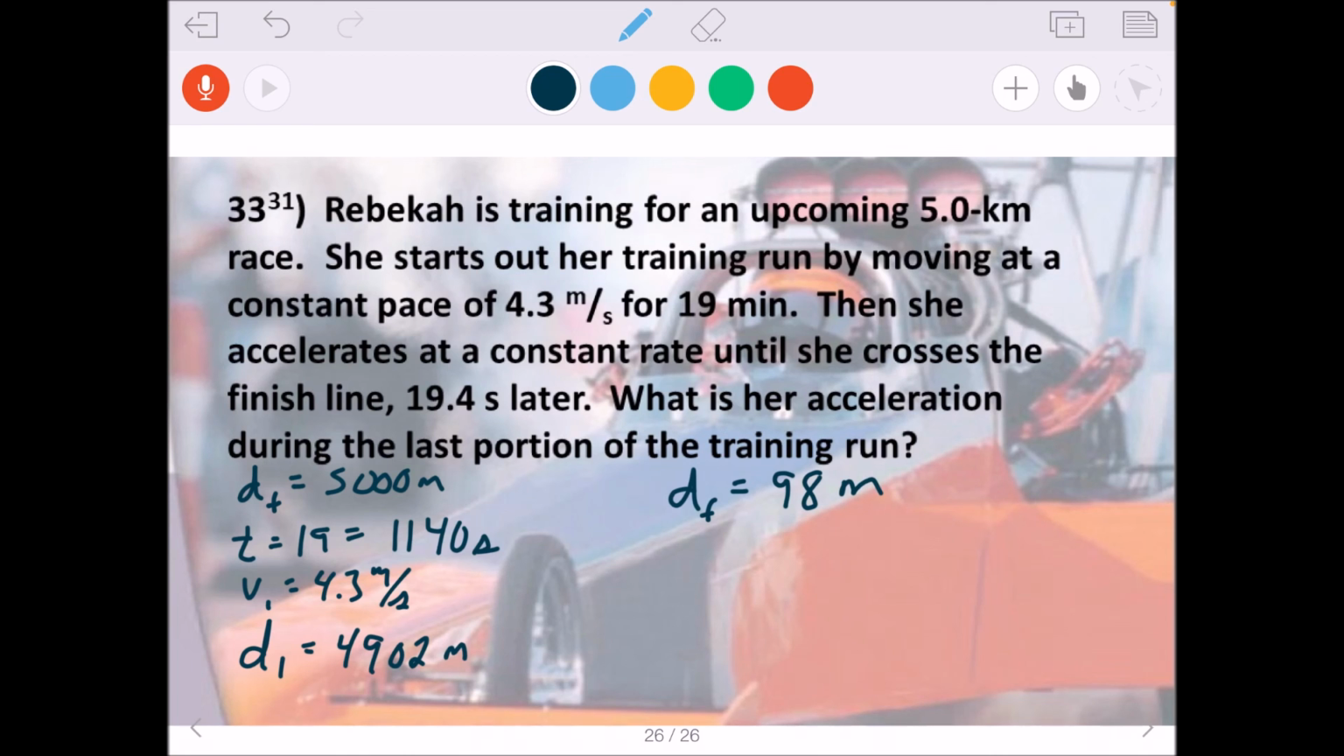She accelerates at a constant rate until she crosses the finish line 98 meters away, and she does that in 19.4 seconds. What is her acceleration during the last portion of the training run? So I'm going to use the final distance of 98 meters is equal to the initial distance, which we'll just leave at 0, plus my initial velocity, which we know is 4.3 meters per second, times the time, which is 19.4 seconds, plus 1/2 the acceleration, which we don't know, times the time squared, which is the 19.4 seconds.